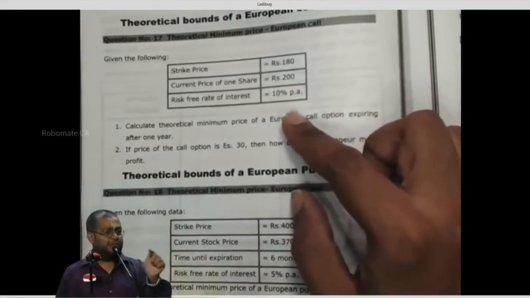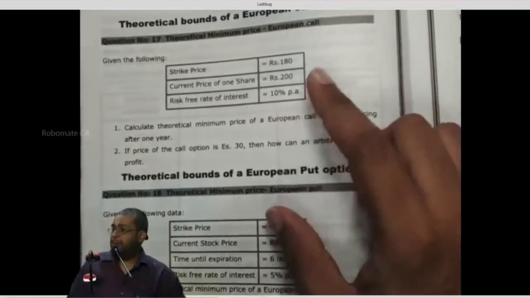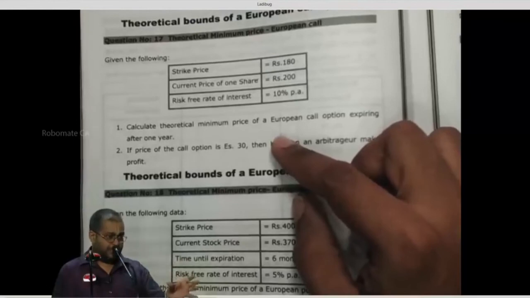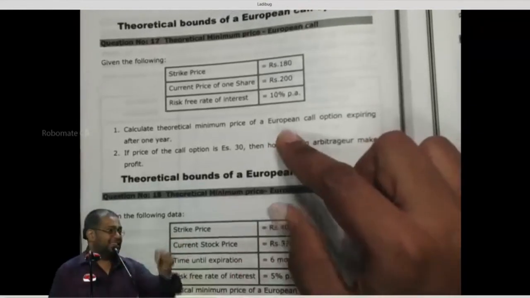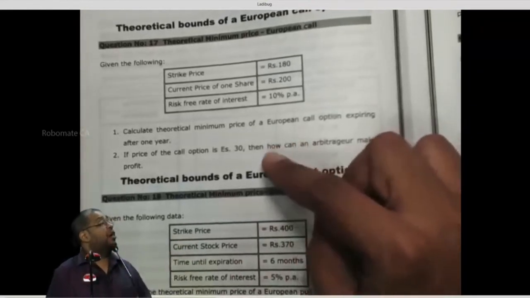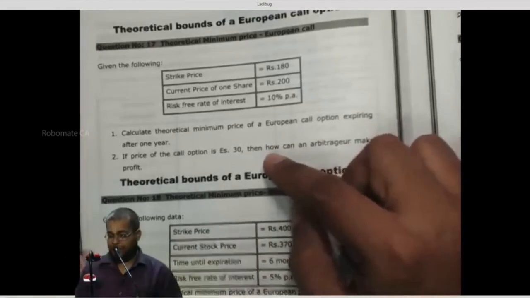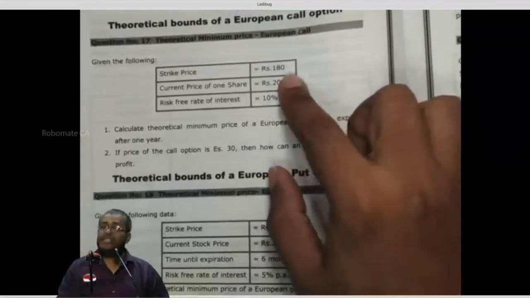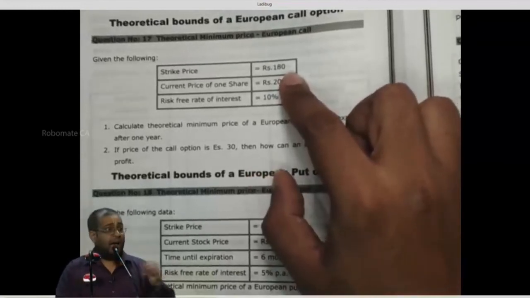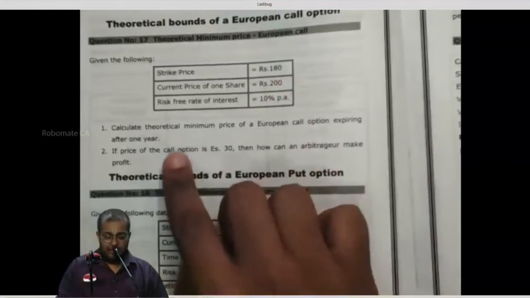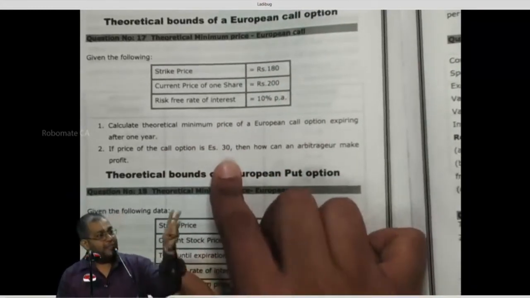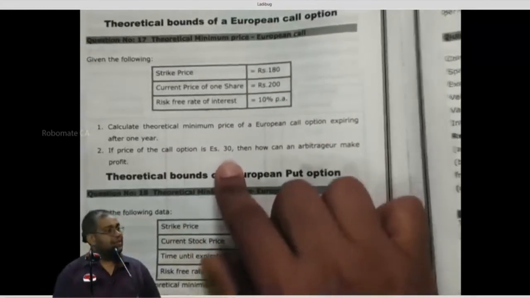Immediately I click the mouse button to go to the next segment, called the F&O segment. I went into the option portal and clicked search. I search for the X Limited call option. There is an X Limited call option which has a strike price of 180, maturing in 1 year, trading at a premium of 30. Did you understand it or not?